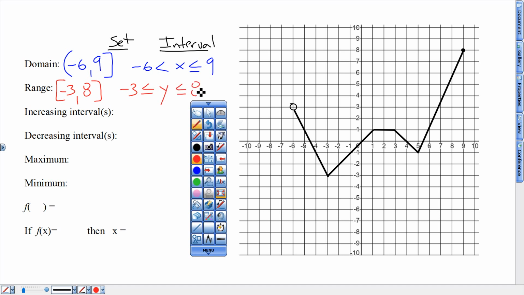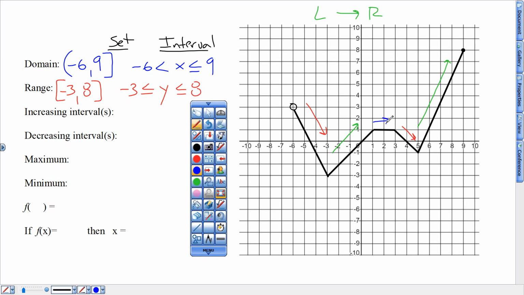That is my range. Increasing, that of course as you're going from left to right, increasing is where you go uphill. These are the two increasing sections. Decreasing, as you go left to right, you're going downhill. Those are the two decreasing sections. This flat section, you're neither decreasing nor increasing. You're maintaining the same distance. You're maintaining the same y number.